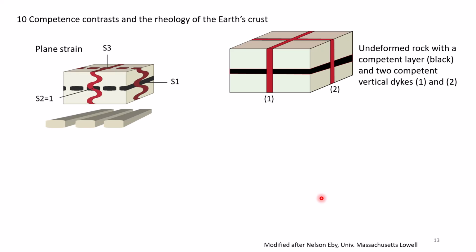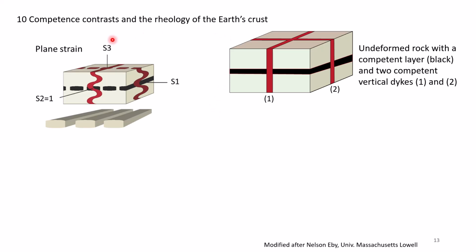Let's investigate what happens to other strain markers when layer parallel extension takes place. Let's consider the deformation of a block with a competent layer, here shown in black, that is intersected by two magmatic dikes at high angle with each other. And also these dikes are more competent than the hosting rock that is shown here in beige color.